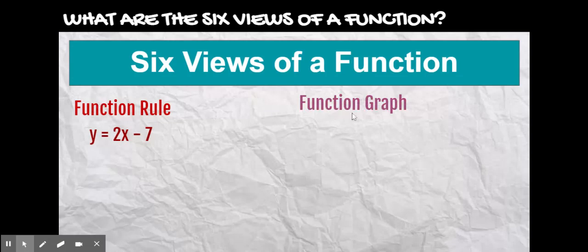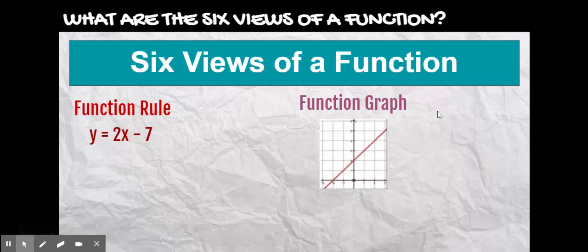Besides the rule, we can have a function graph. And that's what we did by looking at the vertical line test. So one other view is the graph of that function and what it looks like. So that's 2 views right now, which you are familiar with. Let's look at a different view.